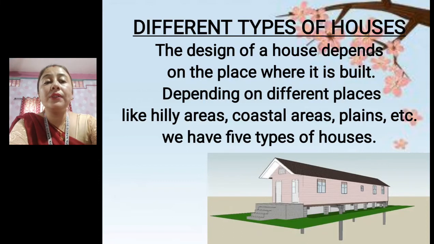So depending on different places, like hilly areas, usually it is cold, yes, and there is heavy rainfall in hilly areas. Coastal areas, that means near the seas and oceans and rivers. Plains, usually it is hot. So etc. We have 5 types of houses. So in this chapter we will learn different types of houses according to the climatic condition and according to the different places, and we will learn about 5 different types of houses. So let us see what are the 5 types of houses.